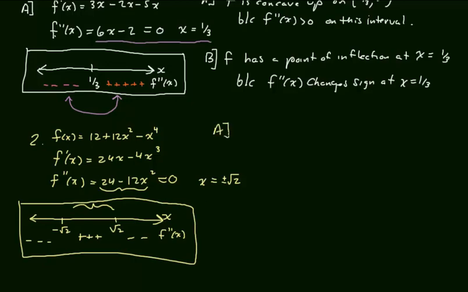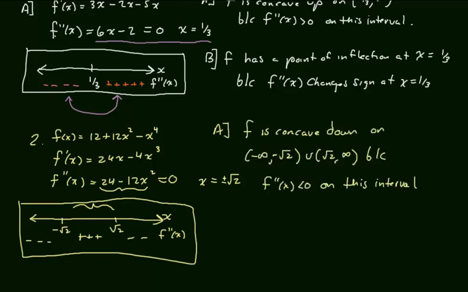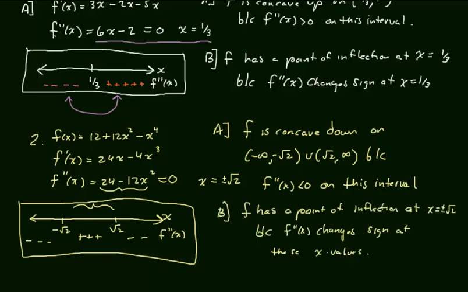Part A. f is concave down on the open interval negative infinity to negative radical 2 in union with radical 2 to infinity, and that's because f double prime of x is less than 0 on this interval. And in part B, f has a point of inflection at x equals plus or minus radical 2 because f double prime of x changes sign at these x values.